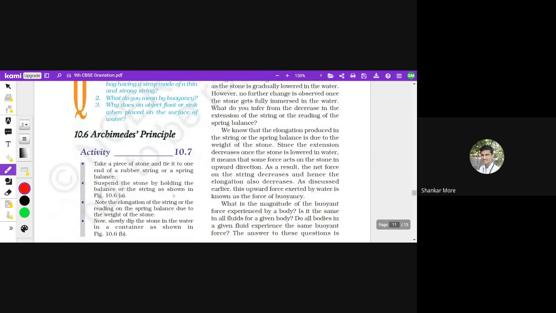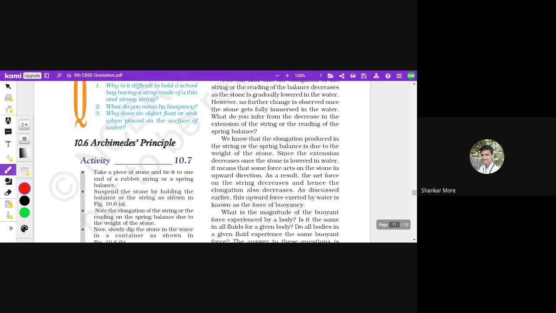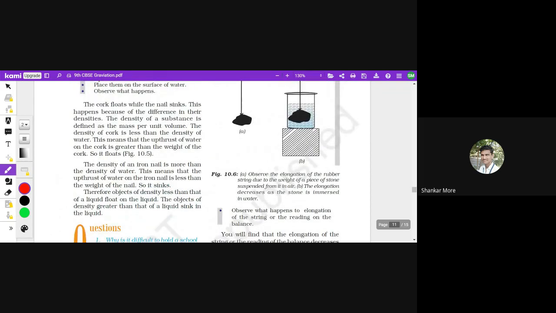So again we have one topic to learn here, Archimedes' principle. To learn this, you have to take a rubber band or a spring and tie a weight of the same amount, meaning take two stones which are exactly of the same weight. The length of the rubber bands should also be almost identical.